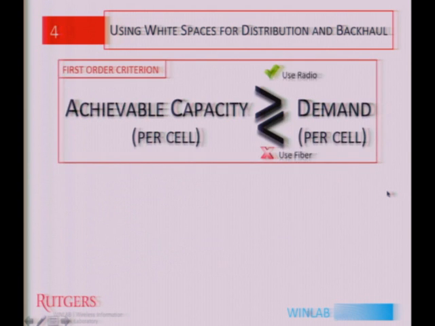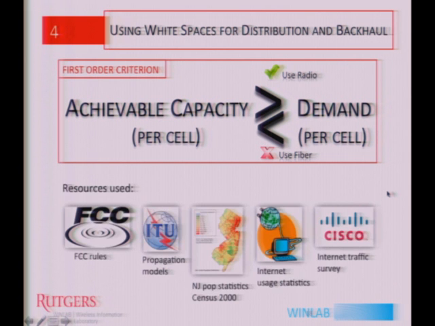All right, so this is basically what we shoot for in this feasibility study. We want to calculate the achievable capacity given the limitations that the FCC has given us, and on the other hand, an estimate of the demand that might be there in each of our cells, and compare these with each other. If our achievable capacity is more than the demand, we can use white spaces and we're good. If not, we have to use fiber in those cells that do not meet this requirement. And along the way, we use a couple of resources, some of them noted here.